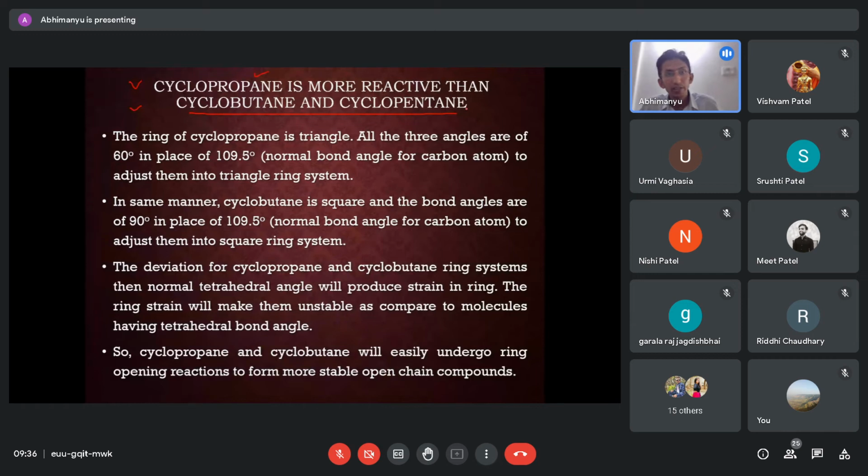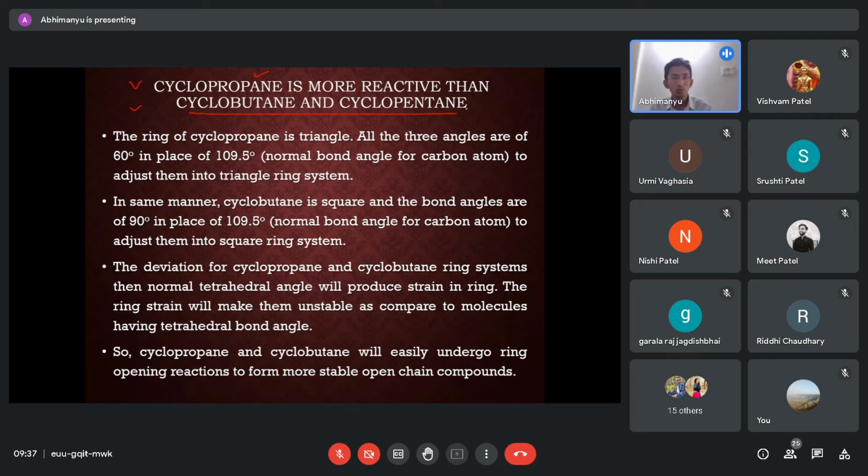In this you can talk about stability: the stability of cyclopropane is less as compared to cyclobutane and cyclopentane. Stability less means what? Okay, reactivity is high. Stability is less, so automatically how will the reactivity be? High. That is why it is said that cyclopropane is more reactive than cyclobutane and cyclopentane.